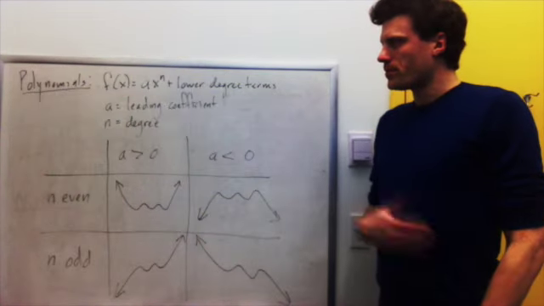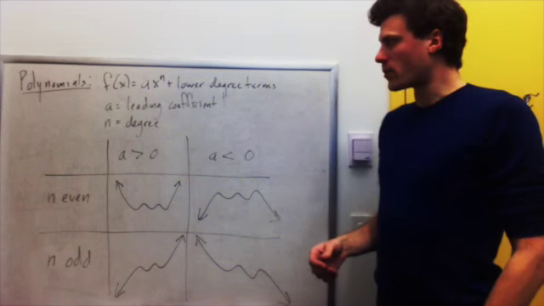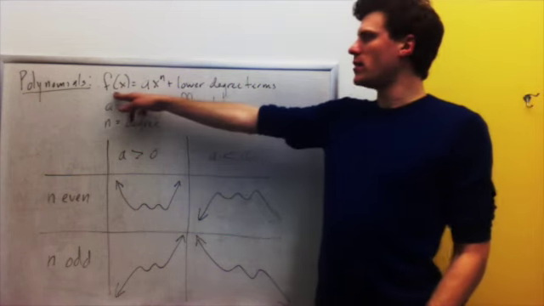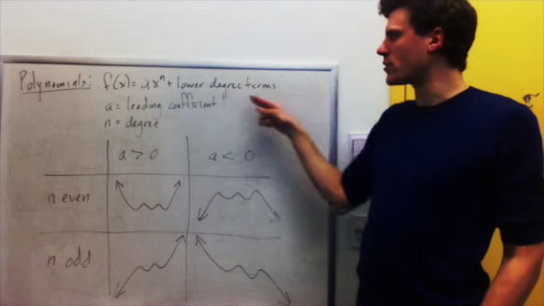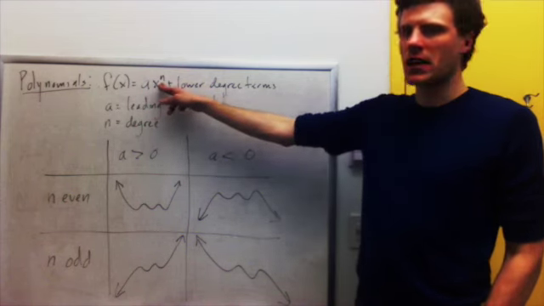Okay, so the most basic functions we have are polynomials. And we can always write these as f of x is equal to a times x to the n plus lower degree terms that have a smaller power than n.